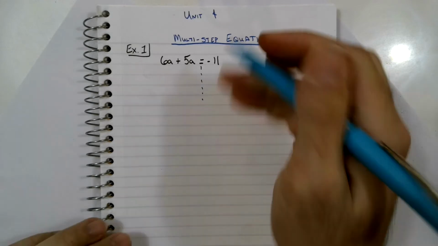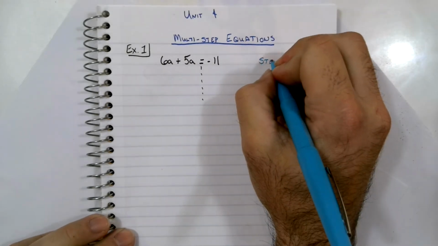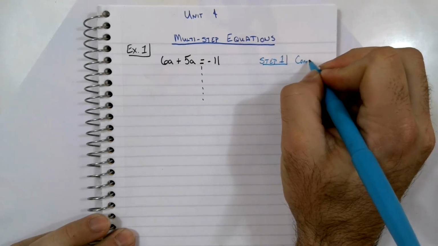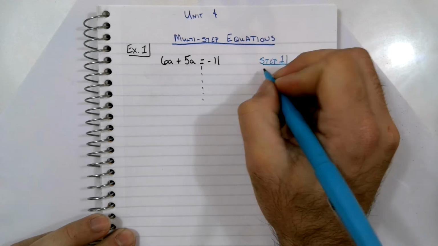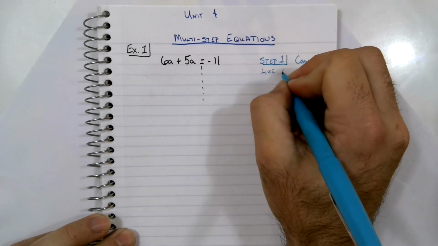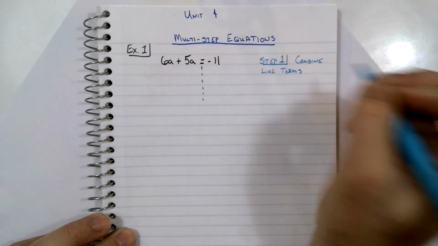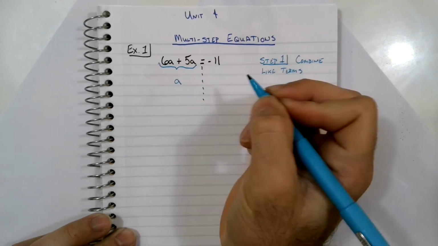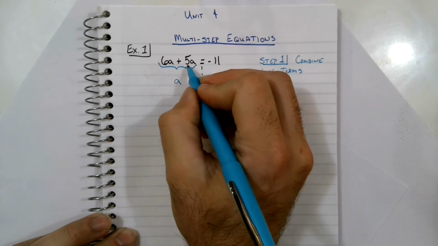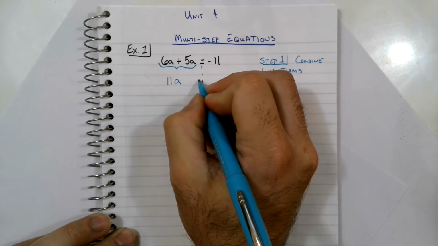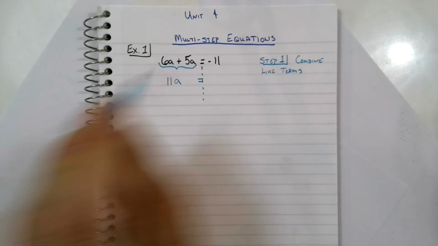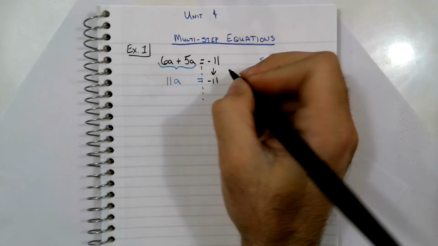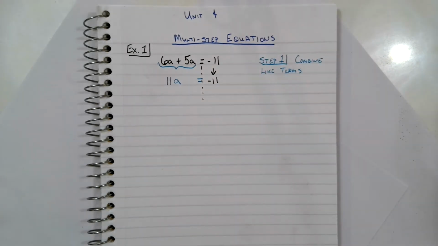For this particular example, step 1, I'm going to combine like terms. I have like terms right here, 6a and 5a. They both have an a. And then we just add our coefficients. 6 plus 5 is 11. Equals, and then we just bring down whatever's left, negative 11. Now I have a one-step equation.